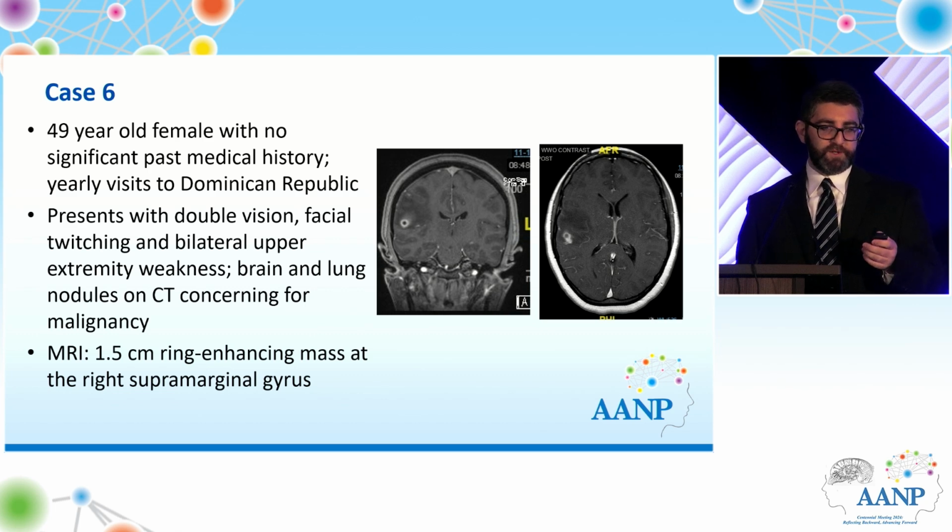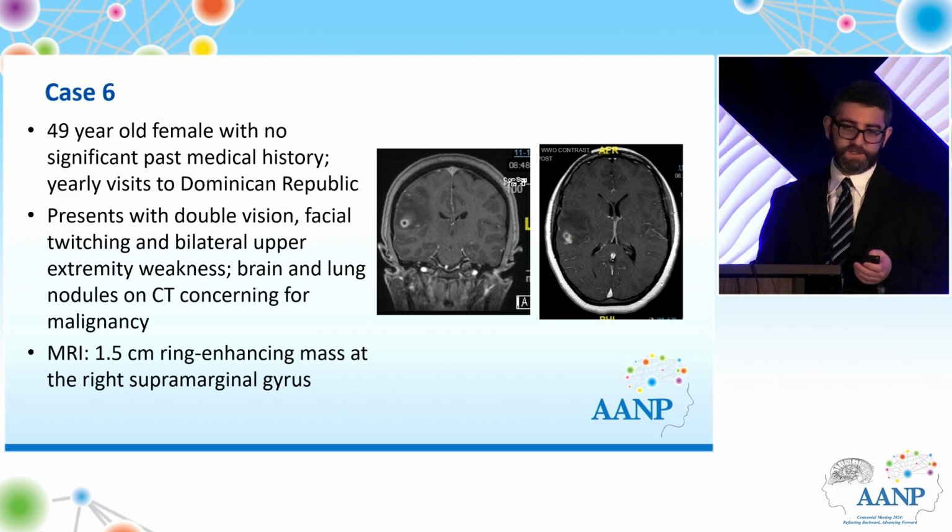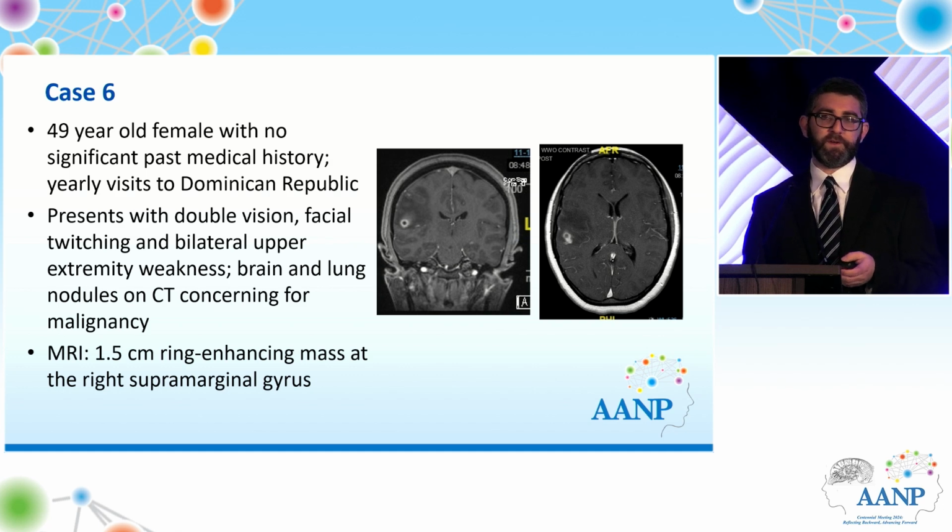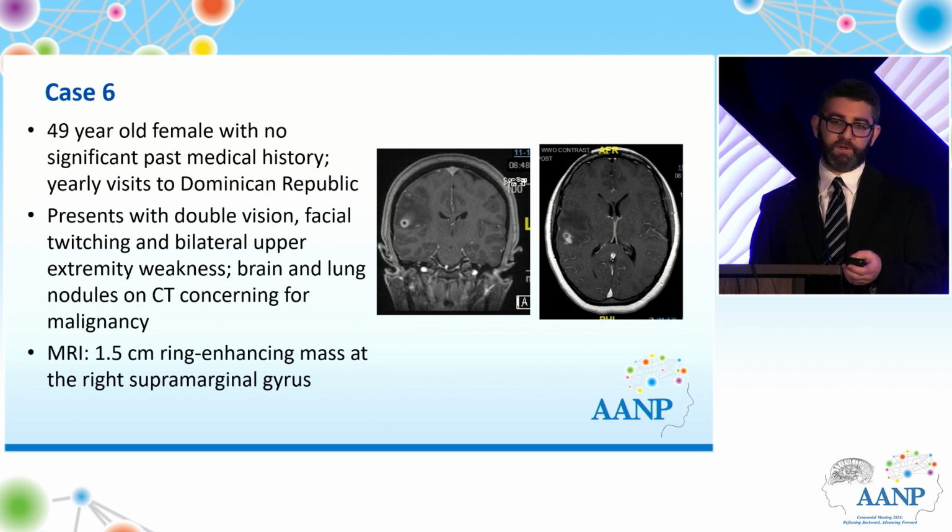And then we're in the home stretch here. We've got case number 6, which is a 49-year-old with no significant history other than her yearly visits to the doctor. She presented with double vision, facial twitching, upper extremity weakness, and was found to have this nodule on a CT, and that was confirmed by MRI as a 1.5-centimeter ring-enhancing mass.